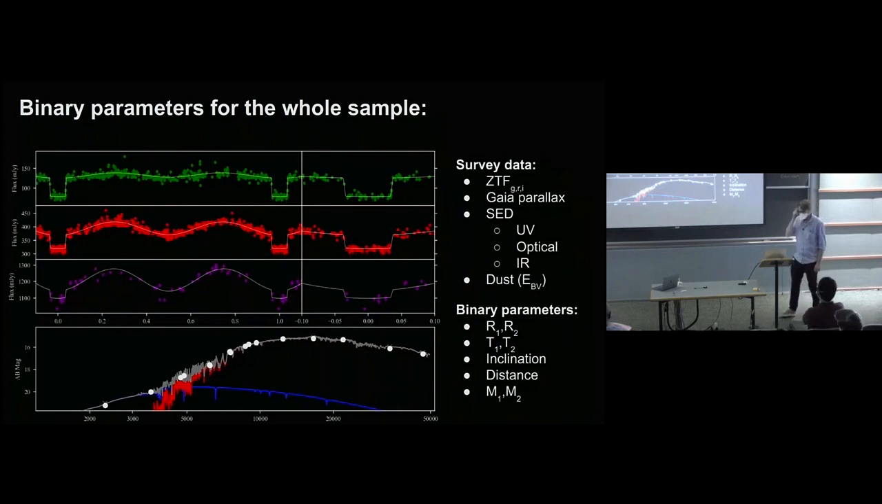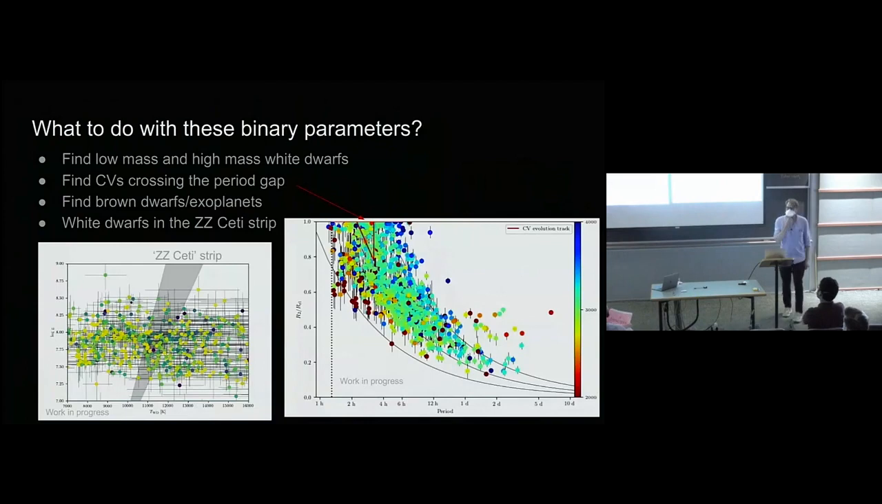That's easier said than done. The data is very inhomogeneous, and making sure the data is clean and you're not accidentally matching to a different source has been quite a lot of work. But I actually think I have now managed to measure all the binary parameters for all these systems.